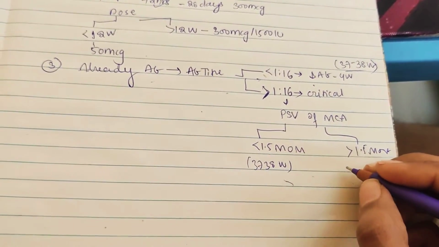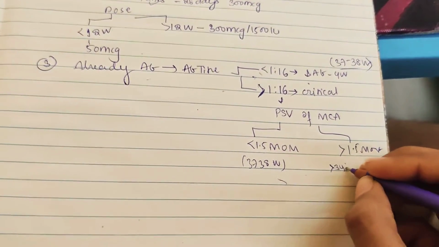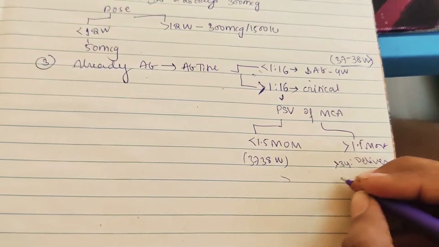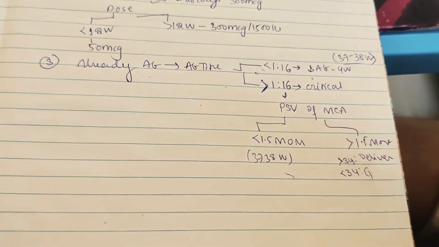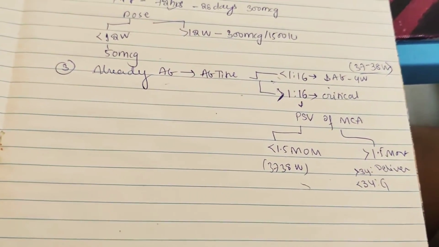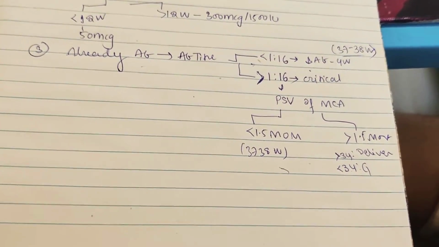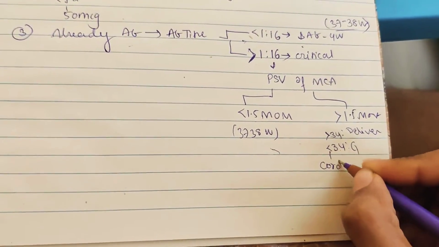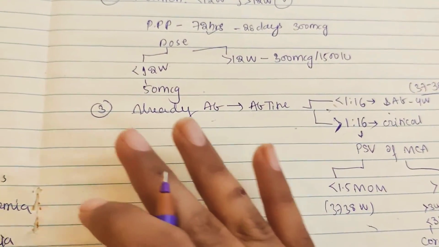In the case of significant anemia, if greater than 34 weeks, you can deliver the fetus. If less than 34 weeks, give steroids to mature the lungs of the baby, and do cordocentesis. So if less than 34, do cordocentesis. You need to see this flowchart very carefully.